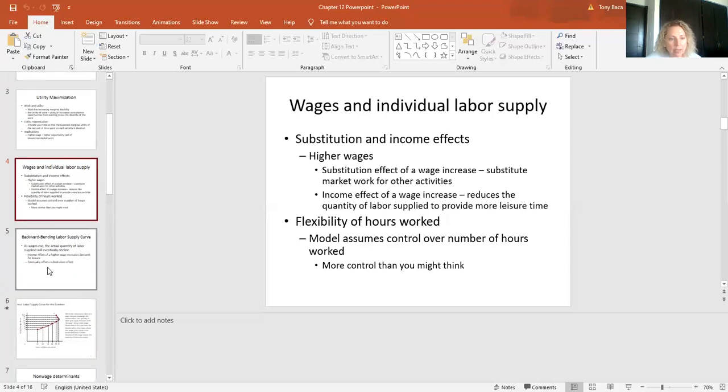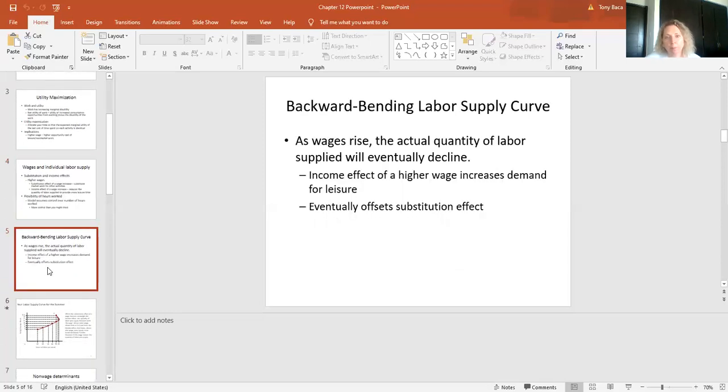And so that takes us to what we call the backward bending labor supply curve. As wages rise, the substitution effect comes into play, and we have that upward sloping supply curve. And then once the income effect kicks in, with our wages still going up, it will actually begin to decrease the quantity of hours we're willing to give. I'll show you that here in a minute, okay? So as wages rise, the actual quantity of labor supplied will eventually decline. It happens to all of us at different points.